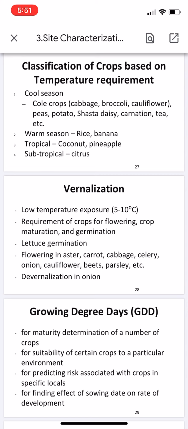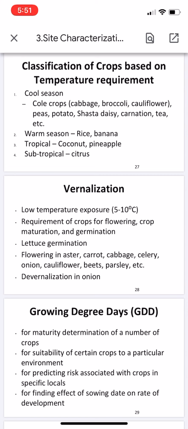So what is growing degree days, or GDD? It's for maturity determination of a number of crops and for suitability of certain crops to a particular environment. It is used for predicting risks associated with crops in specific locales, and for finding the effect of sowing date on the rate of development. So you can compute this growing degree days.